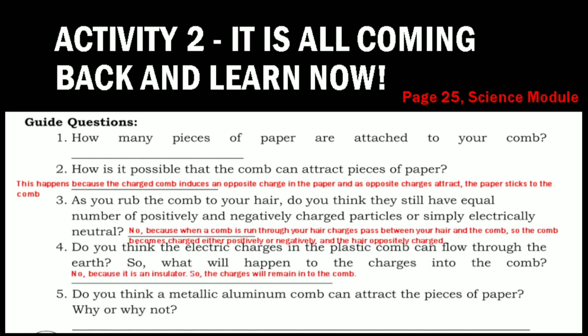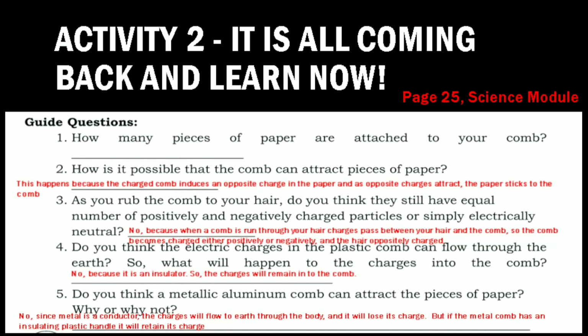Okay, let's check your work. Again, do you think a metallic aluminum comb can attract pieces of paper? Let's see the answer. The answer here is no. Why? Since metal is a conductor, the charges will flow to the earth through the body, and it will lose its charge. That's what we have here. But if the metal comb has an insulating plastic handle, it will retain its charge.